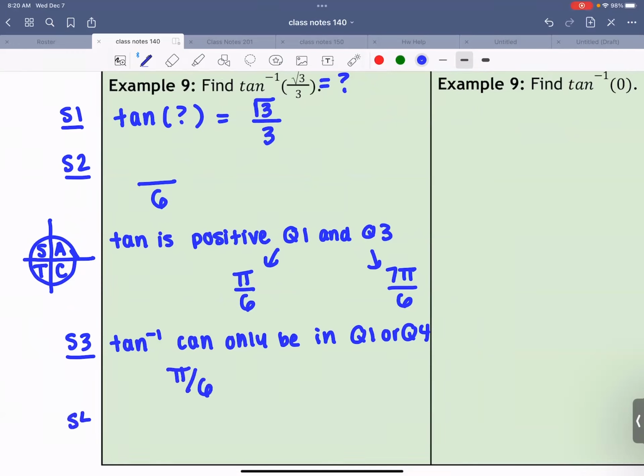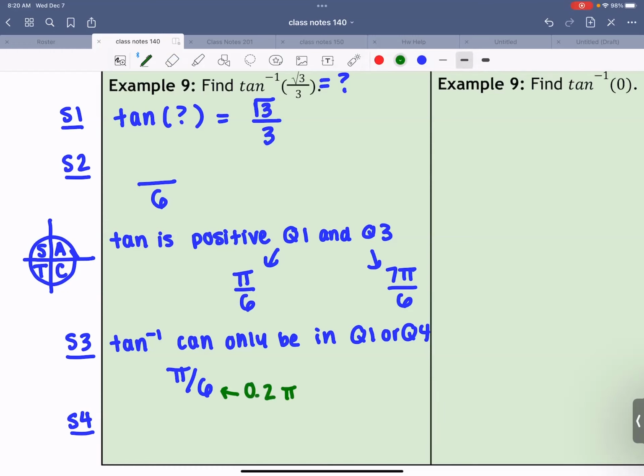Going on to step 4, I know that my angle has to be between negative 0.5 pi and positive 0.5 pi. Is 1 over 6 pi between the two angles that I like? Yeah, right? Isn't pi over 6 like 0.6 pi? Gosh, no, that's not right. What's 1 over 6? 0.2?